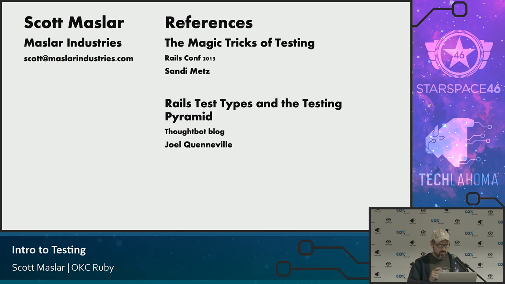Here are the things you should totally take a picture of or look up online. If you just type in the title, like the magic tricks of testing or the Rails test types in the testing pyramid, it should be your first search result; you might add Rails. If you add the rest of the information, you'll definitely find it. These two things are unbelievably helpful, especially the magic tricks of testing. Highly recommend it. Honestly, anything that you can watch or read from Sandy Metz is going to immediately improve everything that you do with Ruby or Rails. I can't recommend her enough.